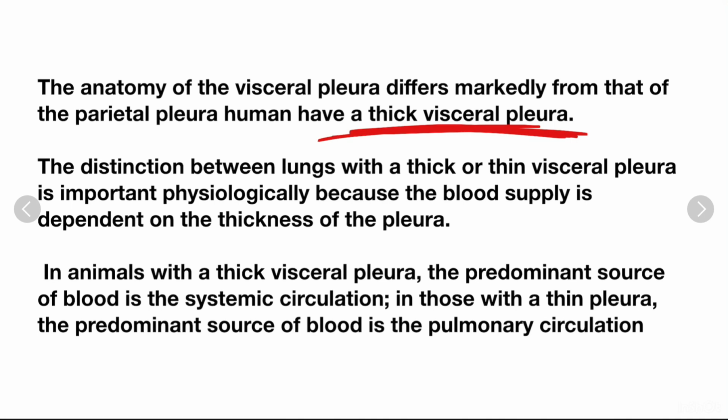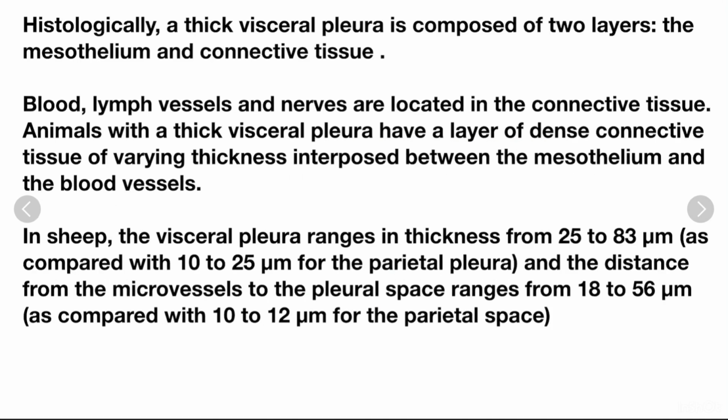In animals with a thick visceral pleura, like humans, the predominant source of blood supply is the systemic circulation. Very, very important. In those with a thin pleura, the predominant blood supply is the pulmonary circulation. As we have discussed, humans have a thick visceral pleura, so they are supplied by the systemic circulation. Histologically, a thick visceral pleura is composed of two layers.